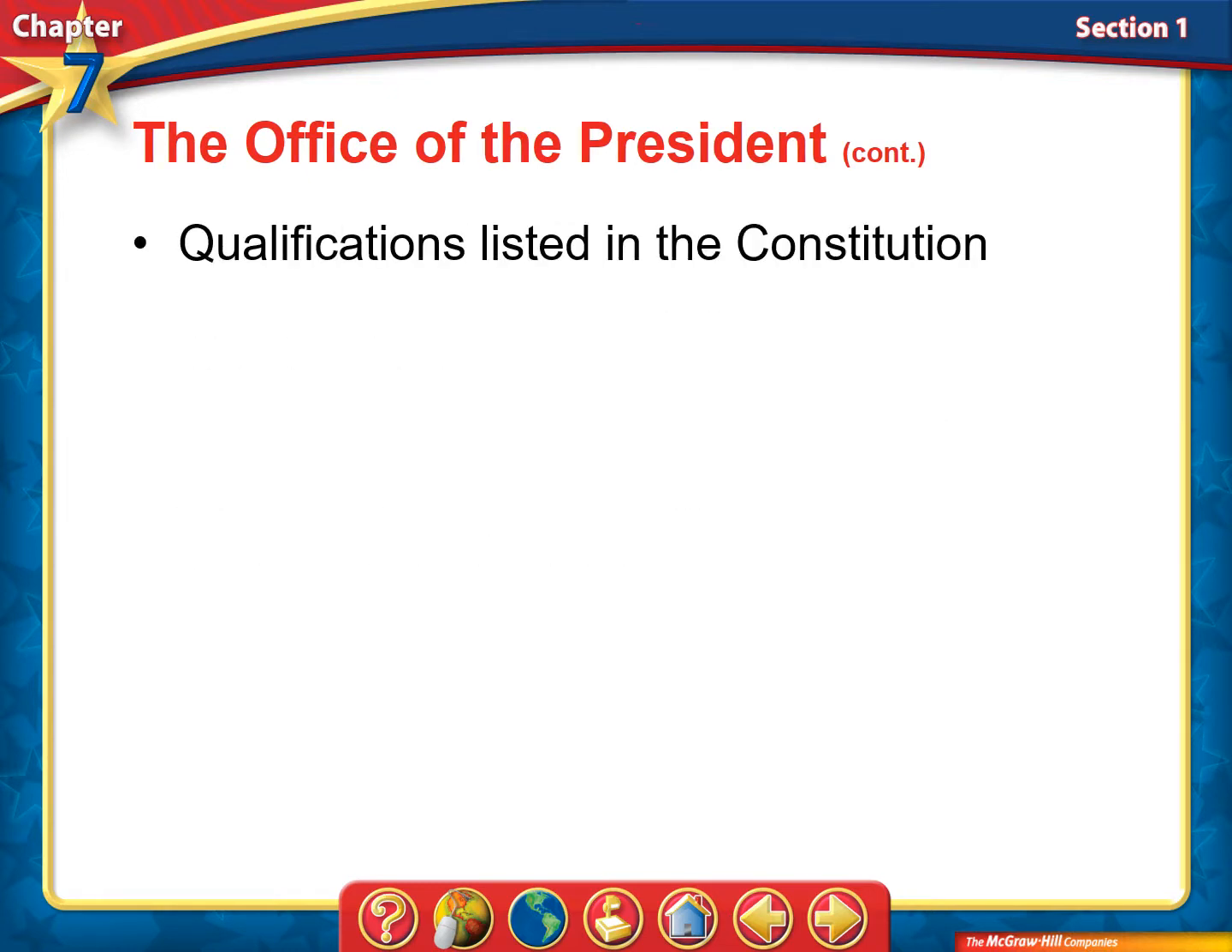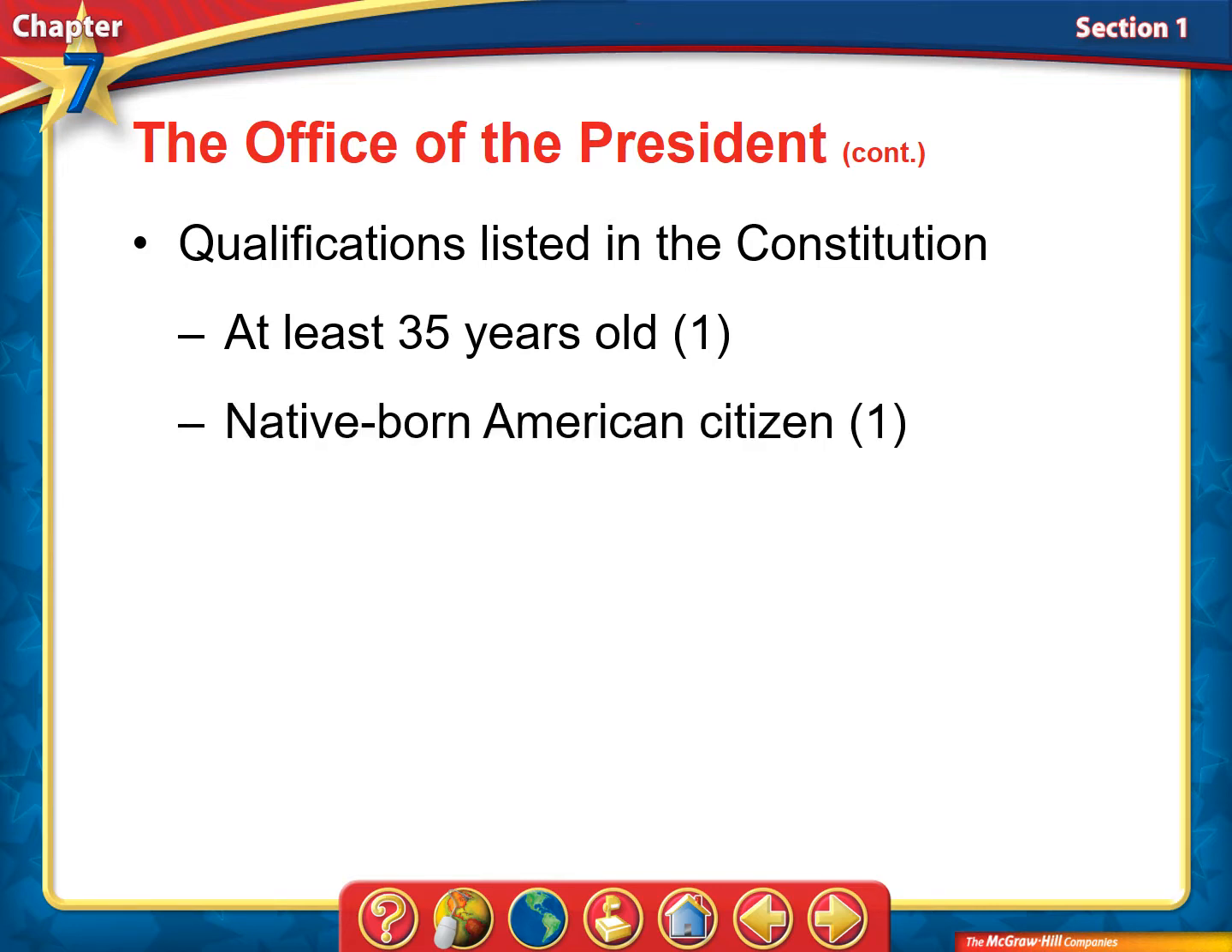So, what do they need? Wow, right? At least 35 years old. Okay, yay, I just qualified. Native-born American citizen. This one has been somewhat controversial, and you never know, in our lifetime this may change. In fact, Arnold Schwarzenegger courted the idea publicly of running for president once upon a time. He may still. And for him to be eligible to run, this part of the Constitution would have to change because he was born elsewhere. I think he was born in Austria.